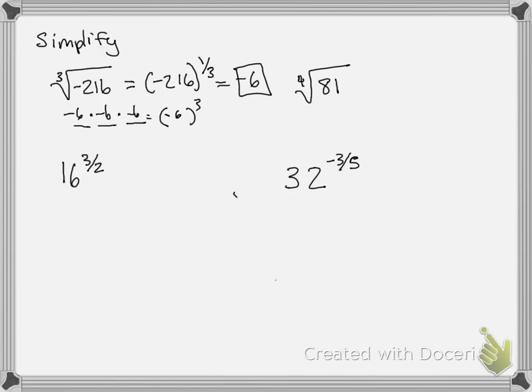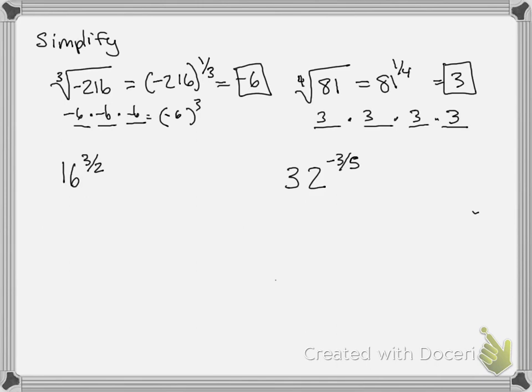The 4th root of 81, I could rewrite that as 81 to the 1/4 power. And once again, I'm looking for 4 repeating factors. I'm looking for some number multiplied by itself 4 times in a row. That's going to be the 4th root of 81, and in this case it's 3. Because 3 times 3 is 9, times 3 again is 27, times a 4th factor of 3 would give us 81. 3 is the 4th root of 81.